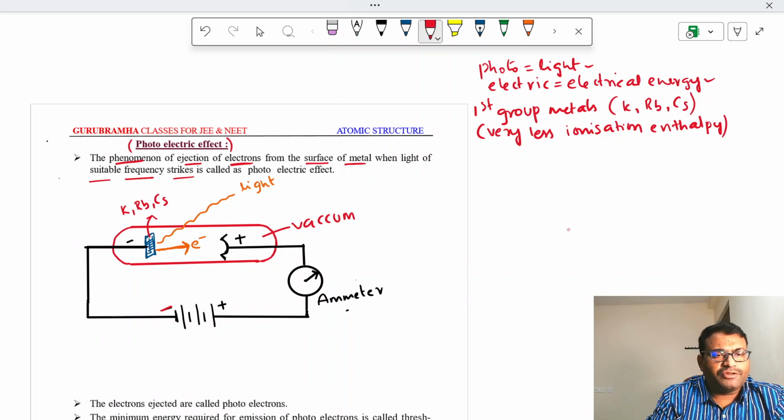So in this setup, if you see, this metal which is made of first group is connected to negative terminal of the battery, and the other metal here, this is the metal. This metal can be any metal like zinc. This is connected to positive terminal of the battery.